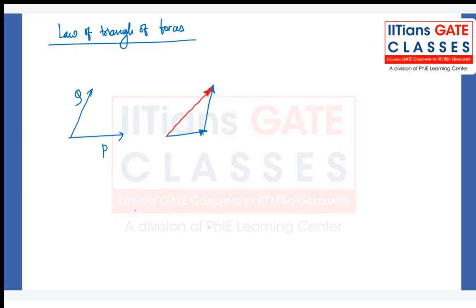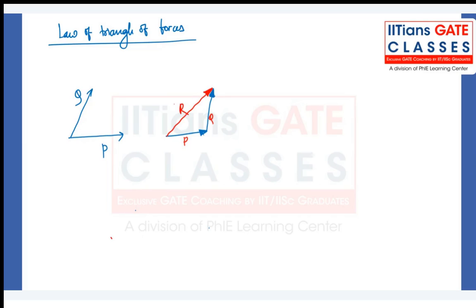Okay, I'll repeat. If two forces P and Q acting at some point are represented in magnitude and direction by two sides of triangle. So P and Q are the two sides of triangle, right? Taken in order. Taken in order means first P and then Q, so one after the other. So that's why the arrows are like this, and then the third side taken in opposite direction will be the resultant, right?